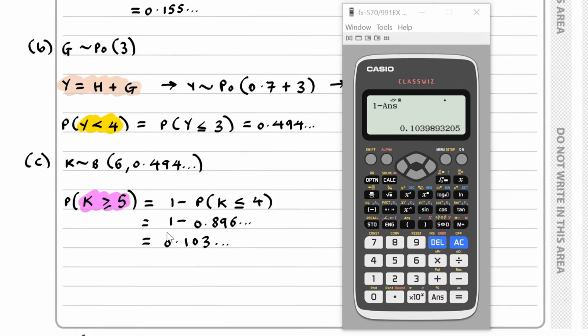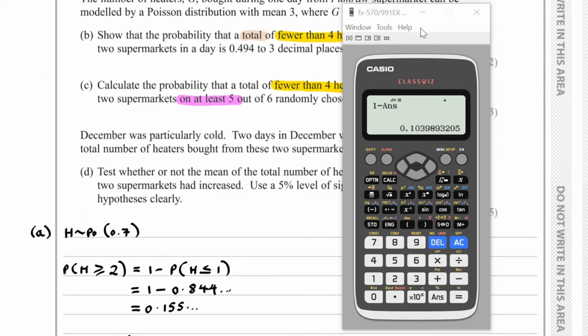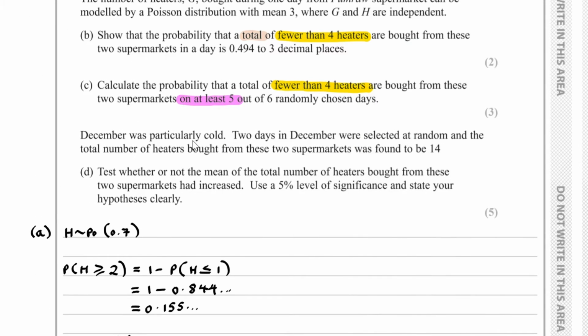Now for part D of the question, December was particularly cold. 2 days in December were selected at random, and the total number of heaters bought from these 2 supermarkets was found to be 14. We have to test whether or not the mean of the total number of heaters bought from these 2 supermarkets had increased. We have to use a 5% level of significance and state our hypotheses clearly.